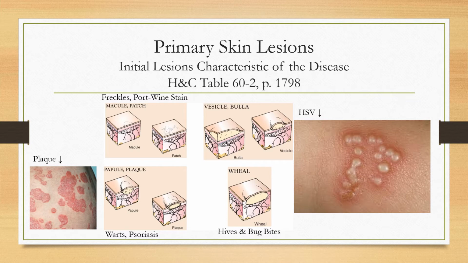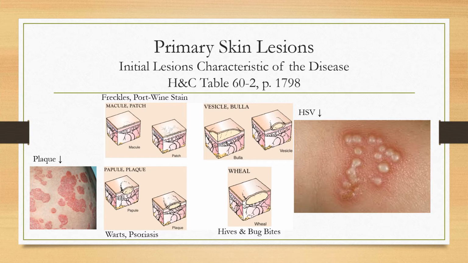Okay, so primary skin lesions and characterizing them. So a macule, so top left, a macule is just a flat area of the skin. So it could be a rash or a freckle or some kind of staining of the skin, but there's nothing raised. So if you were to close your eyes and run your hand over it, you'd never know it was there. Okay, that's a macule.